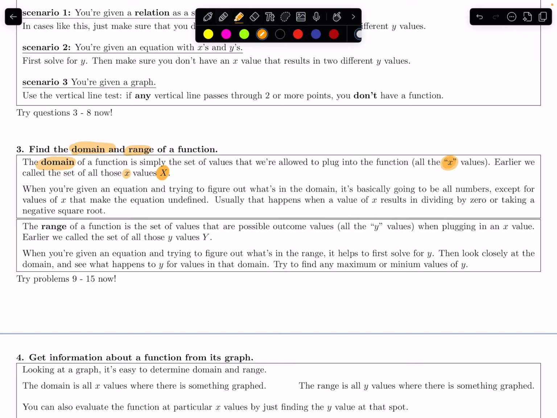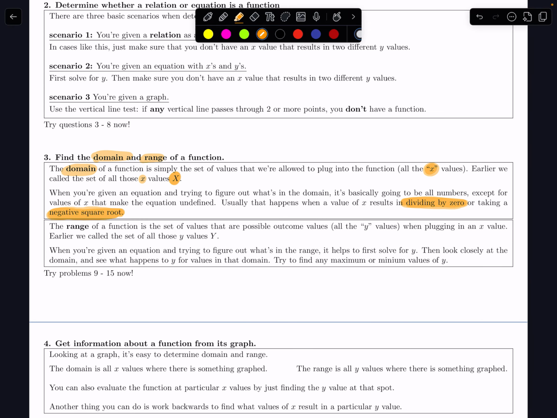Now that's typically what it would be, except when there are instances when you're dividing by 0, so you want to exclude those points from your domain, or if you're taking a negative square root. Those are the main things that we look for. Anything of that nature, or anything else that makes it undefined. There might be some other things that make it undefined that I'm not thinking about right now. Those are the main culprits, though, that take you away from the domain. They'll take those values out of the domain.